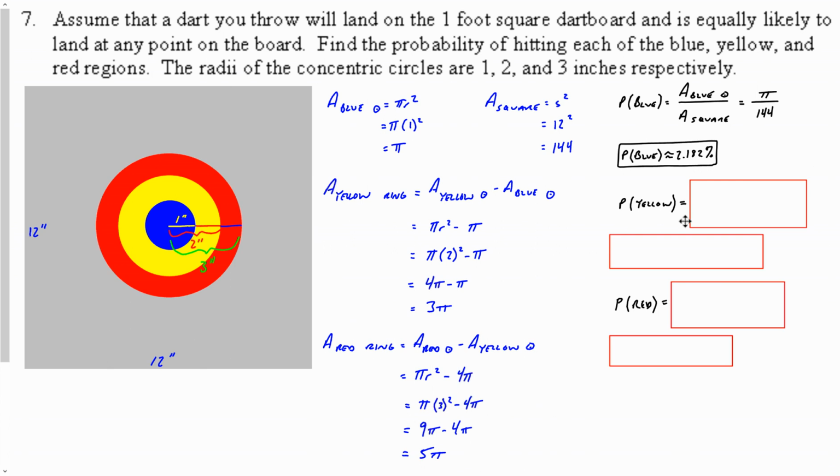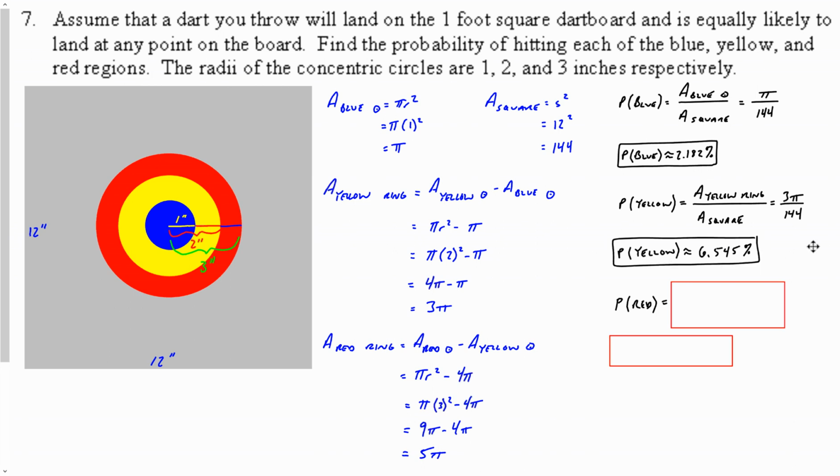In order to find the probability of landing in that yellow region, or what I have referred to as the yellow ring, we have to take the area of that yellow ring and divide it by the area of the square. So the values that we would have would be 3 pi over 144. If you want to be safe, it might not be the worst thing to put parentheses around that numerator, around the 3 pi. And then again, when you're using your calculator, make sure you take 3 pi and divide it by 144, but don't round it yet. Go ahead and multiply it by 100, and then round to the nearest thousandth.